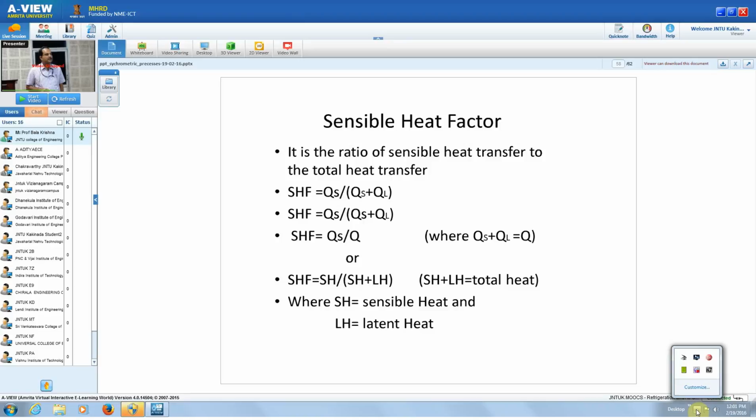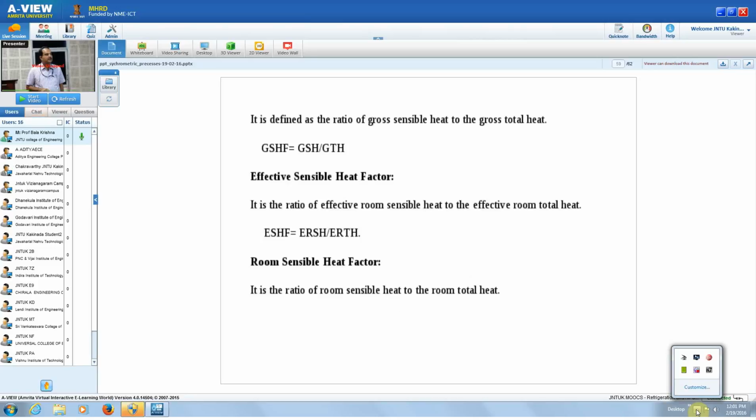Then, according to your syllabus, the sensible heat factor. Already we are talking about sensible heating and sensible cooling, right? It is the ratio of sensible heat transfer to the total heat transfer. Mathematically, the sensible heat factor is the sensible heat divided by the sum of sensible heat plus latent heat, which is called the total heat. Here Qs plus QL is Q, the total heat. So this is how to calculate the sensible heat factor. Next slide.